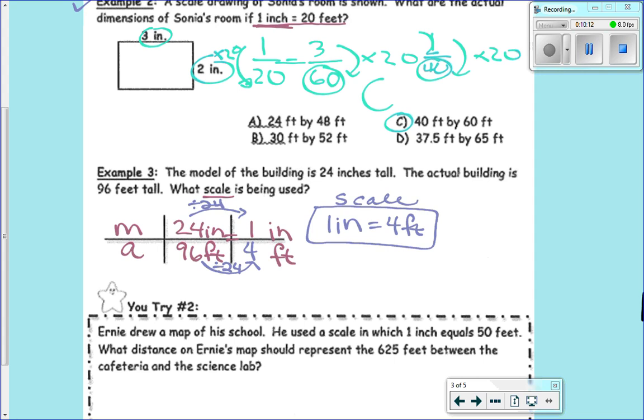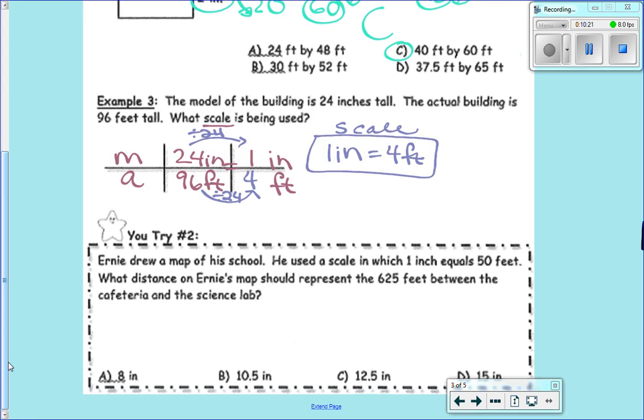That's the scale for the building. So for every inch on the paper represents 4 feet. Are we good with that? All right. Y'all do, you try number 2, and then we'll have a volunteer come share.